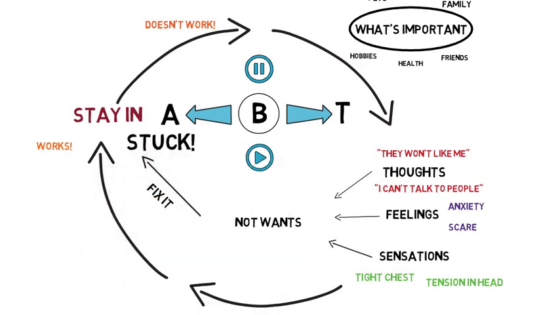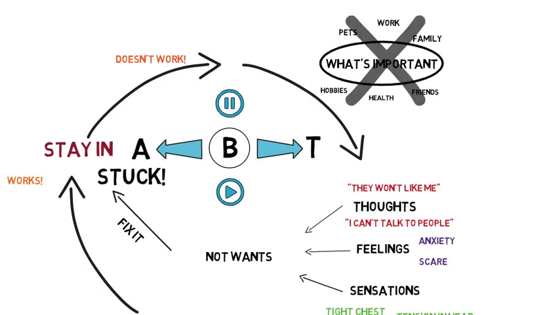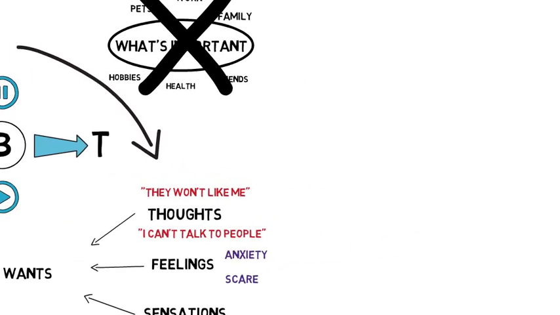And in survival behaviour mode, what he hasn't noticed is what's important has just disappeared. The more he stays in, the less he sees his friends and family, the harder it is to go to work, and he becomes more and more disconnected with the things that are important to him. So how does ACT help?